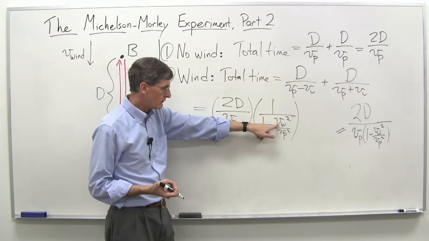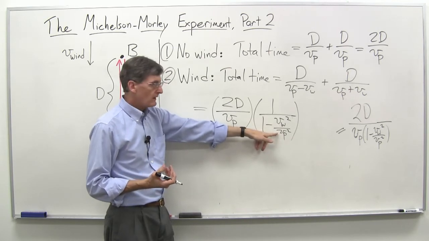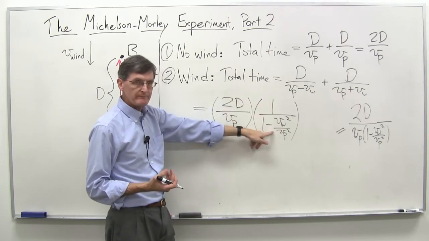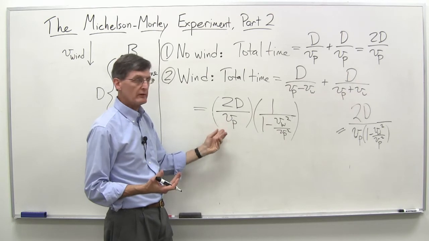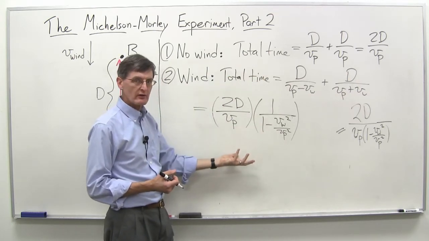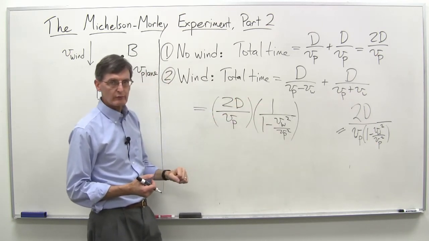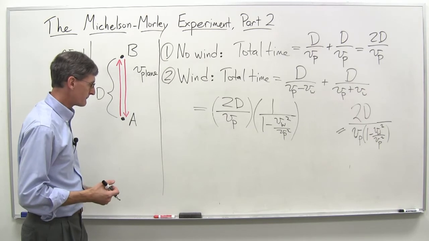So this is 0, and I get 1 minus 0 here. Velocity of the plane is something, and then I get 1 divided by 1, so that's just 1, and I get 2d over Vp, the answer I get with no wind. So this is a more general equation I have derived. It works with wind, but it also works if I've got Vw equals 0 for the wind in there.